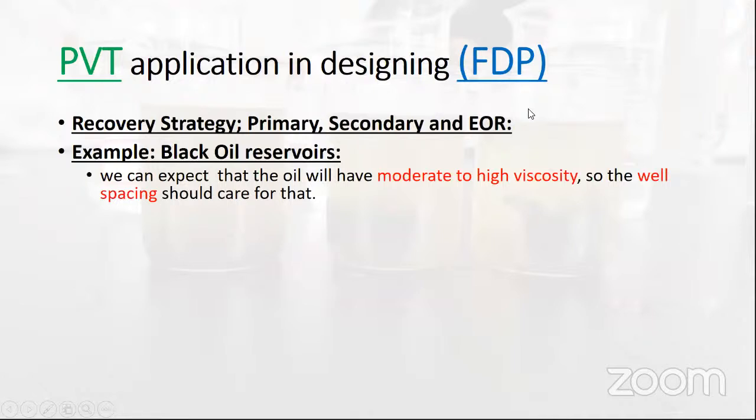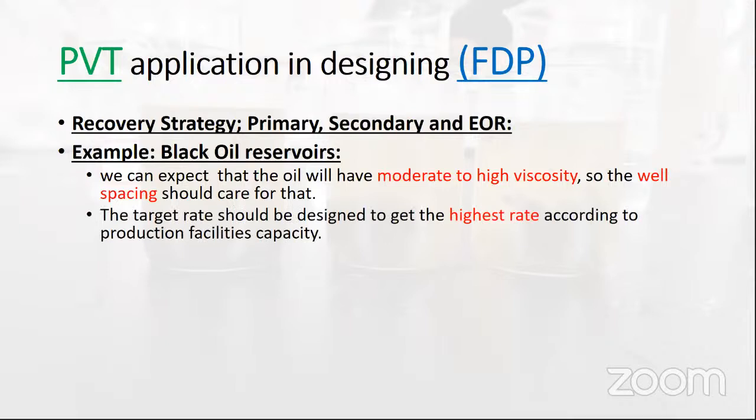Also, the fourth aspect for the field development plan is about the recovery process, which has the primary phase, the secondary phase, and the enhanced oil recovery. For example, for the black oil reservoir, we can expect that we will have viscosity ranging from moderate to high. Because the viscosity is from moderate to high, we can expect that the well won't be able to drain the oil from a long distance. The drainage radius for every well won't be a long distance. So it should be considered in the well spacing design and also the field development plan.